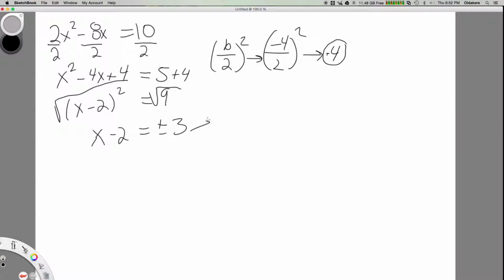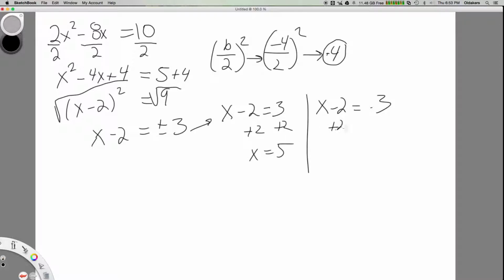Set up, do the rest of the work over here. Set up two different equations. x minus 2 equals 3. x minus 2 equals negative 3. And add 2 to each side to get your x values. That was a negative 3. Let's make that a little darker. So x equals 5 and x equals negative 1. There are your two solutions gotten by completing the square.